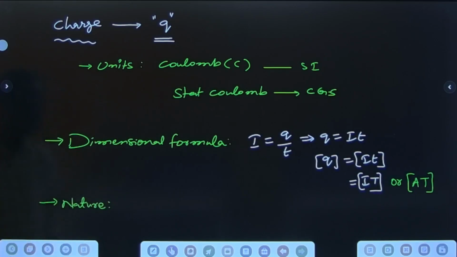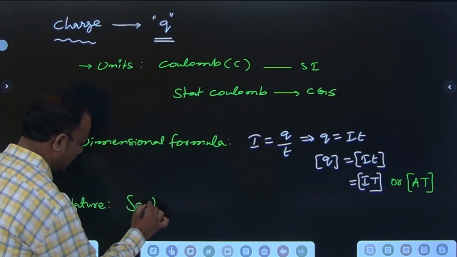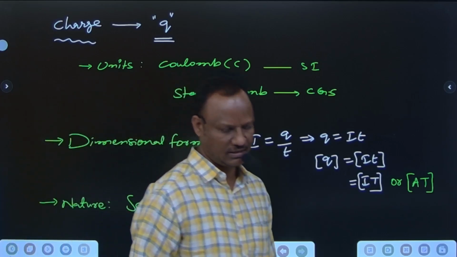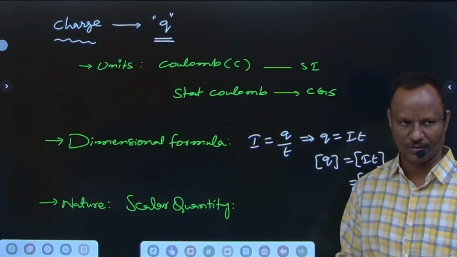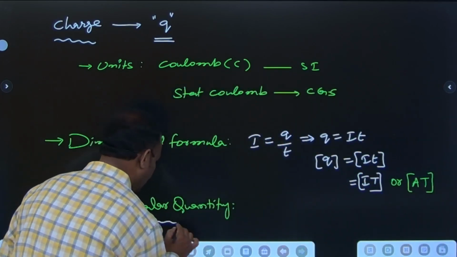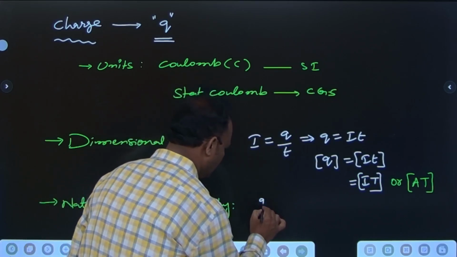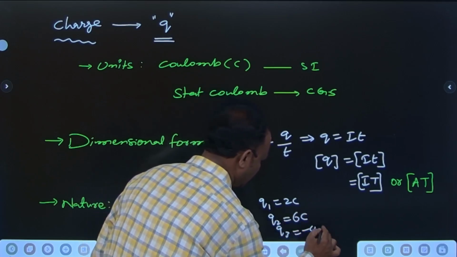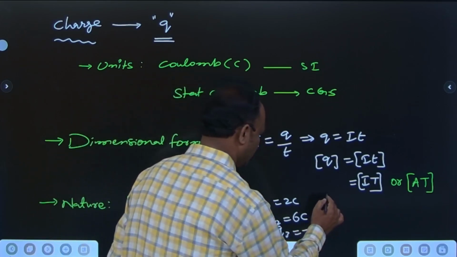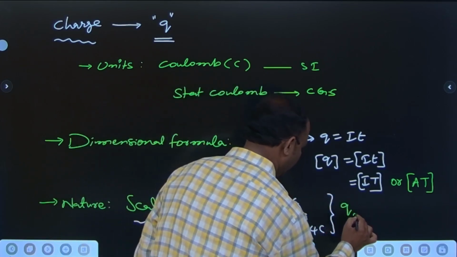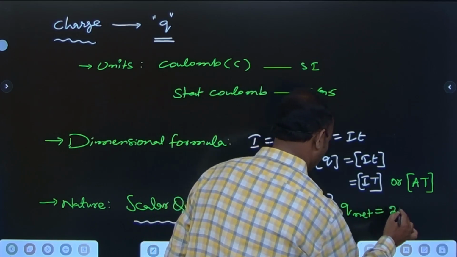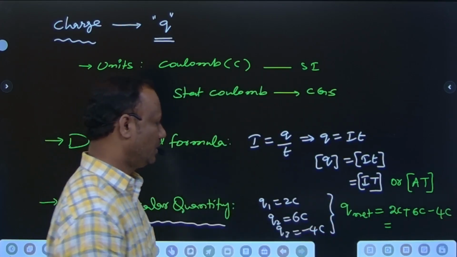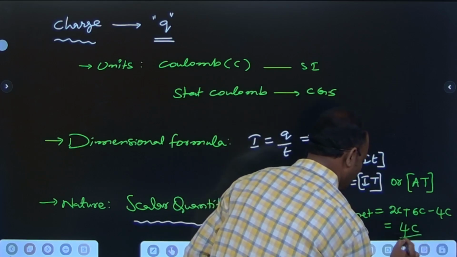What is the nature of charge? Charge is a scalar quantity, so it can be added directly. Scalar quantity means what? If we have charges, for example, Q1 is equal to 2 coulomb, Q2 is equal to 6 coulomb, Q3 is equal to minus 4 coulomb, what is the net charge? Directly we can add them. Q net is equal to 2 coulomb plus 6 coulomb minus 4 coulomb. 6 plus 2 is 8, 8 minus 4 is 4. 4 coulomb is the answer.